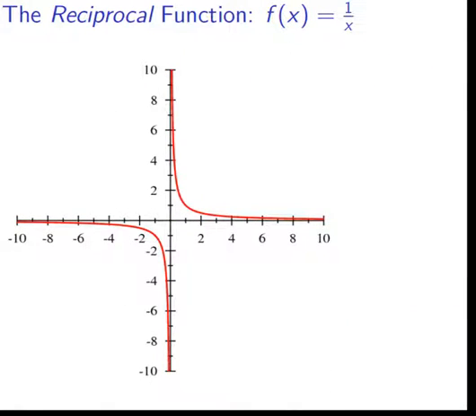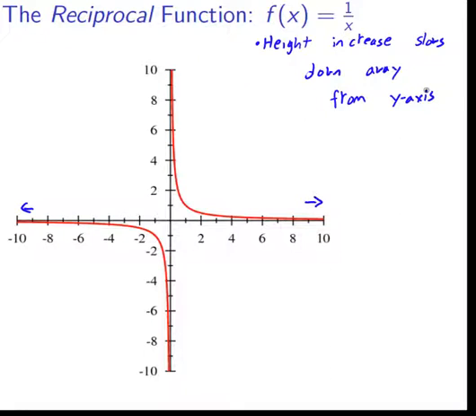The reciprocal function, 1 over x, is called the reciprocal because the reciprocal of a number is just 1 over that number. So in this one, height increase slows down as we get farther and farther out. The farther we get from the y-axis, the slower the height increase becomes.